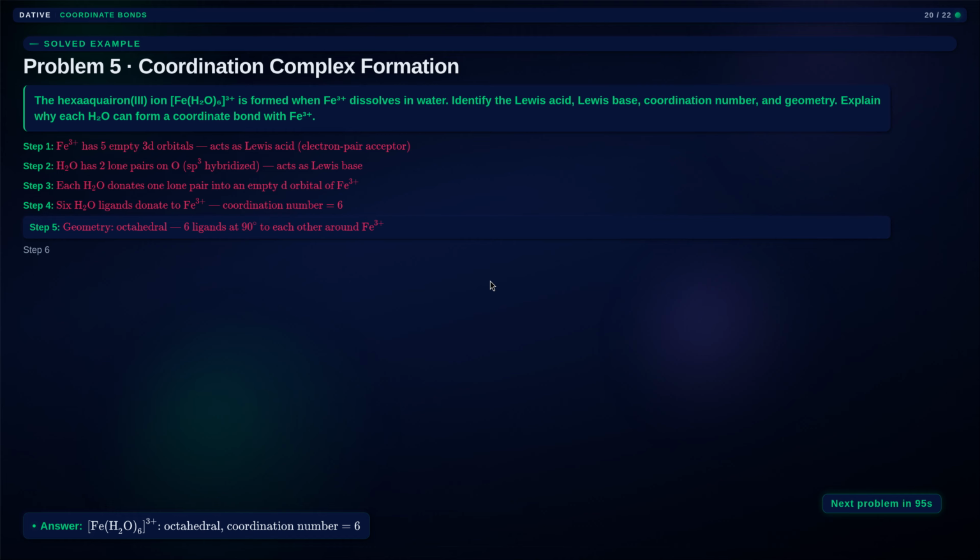Problem 5. Fe3+ in water. Step 1. Fe3+ has empty 3d orbitals, acts as Lewis acid. Step 2. H2O has lone pairs on oxygen, acts as Lewis base. Step 3. Each water donates a lone pair into the empty d orbital of Fe3+. Step 4. 6 water molecules donate. Coordination number is 6. Step 5. Octahedral geometry, 6 ligands at 90 degrees. Answer: Fe(H2O)6 3+. Octahedral, coordination number 6.